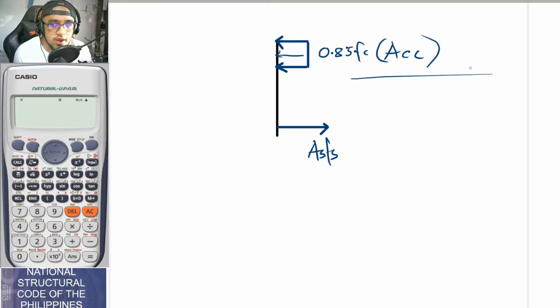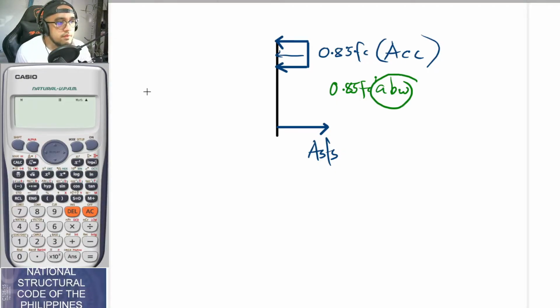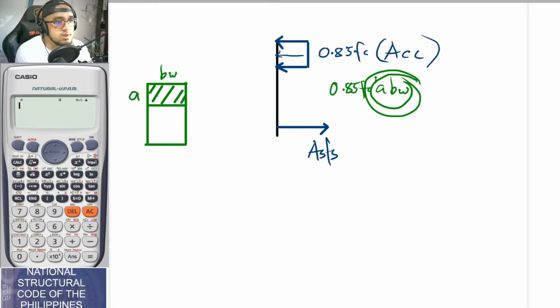I don't know if ACC is a standard term, but let us just call it ACC in our lesson. So the main difference here is the value for your ACC, because if you can remember from the rectangular sections, the value here would be 0.85 FC prime ABW. So take note that your ABW from before, if this is your rectangular beam and this is your compression block, your ABW here is this area. So this is BW and this is A.